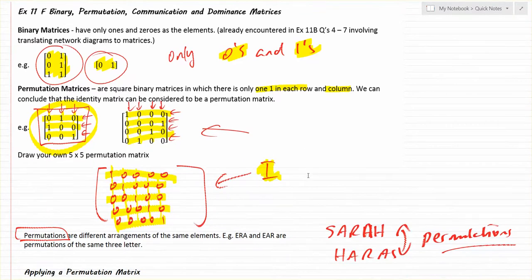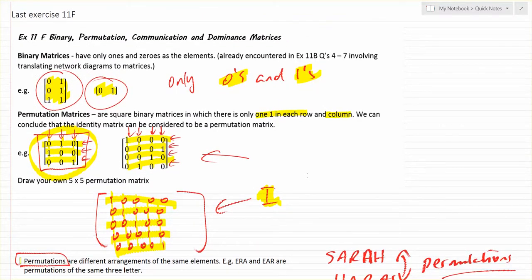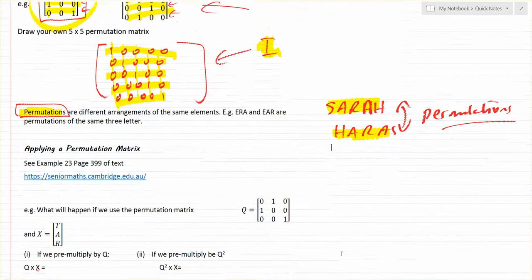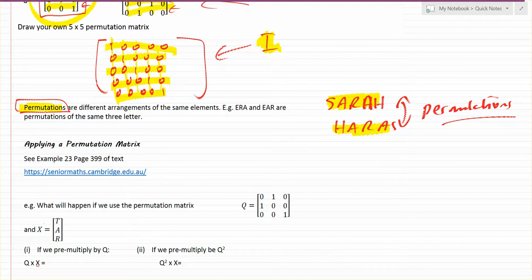Okay, so the next thing I want to cover is what a permutation is. A permutation is a different arrangement of the same elements. So if I have the name Sarah, a permutation of the name Sarah is Sarah written backwards, or any other mix-up of these letters. Okay, so if we want to apply permutation matrices, I want you to read example 23 of page 399 from the text.